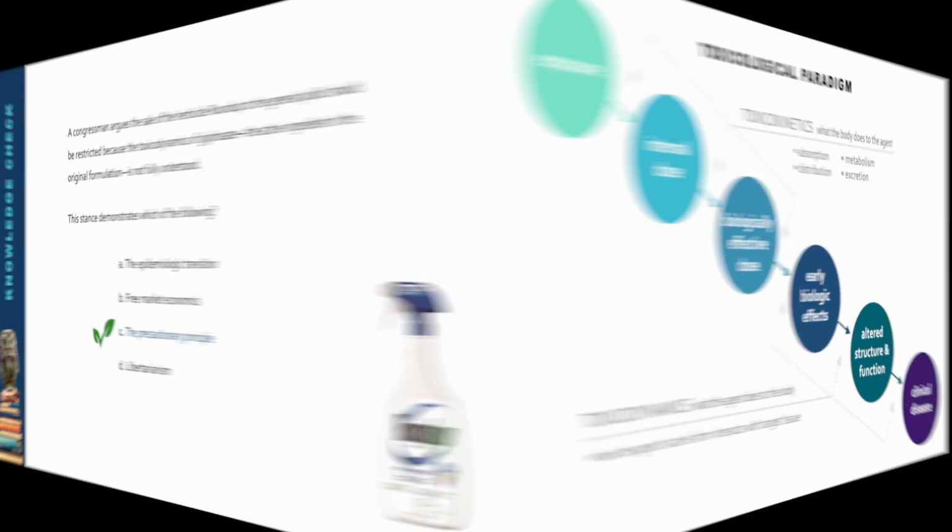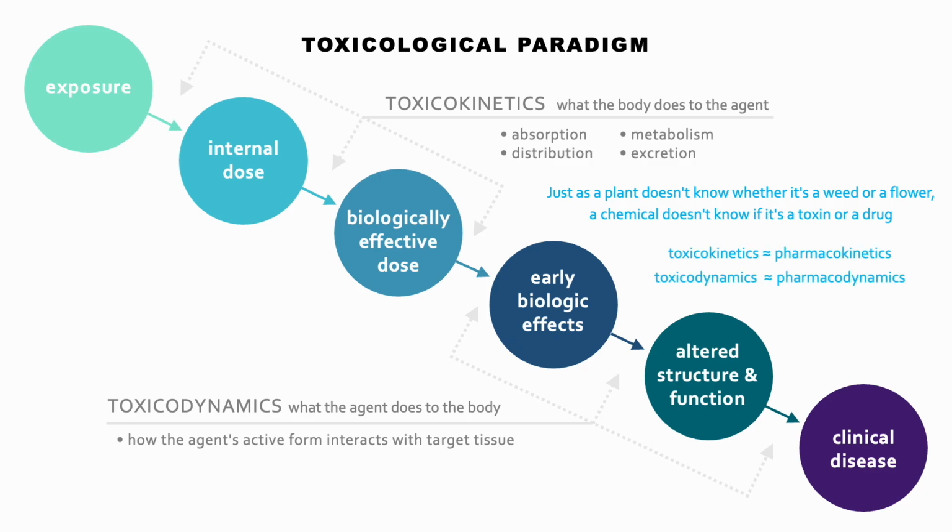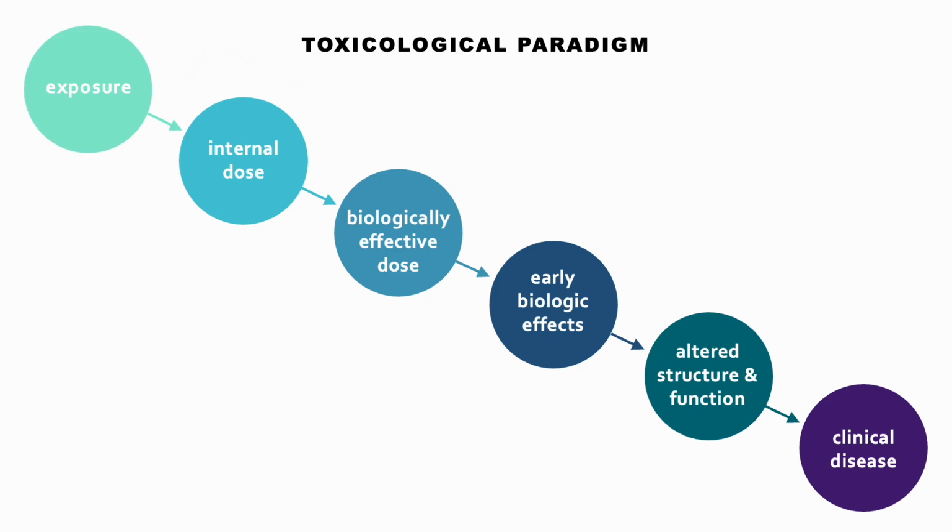Another way to think about the toxicological paradigm is that the first three steps relate to toxicokinetics and the last three relate to toxicodynamics. Toxicokinetics is what the body does to the agent, whereas toxicodynamics is what the agent does to the body, or how the agent's active form interacts with the target tissue. In pharmacology, we have pharmacokinetics, which is very similar, and can also be thought of as how the drug moves through the body. What's the difference between internal dose and biologically effective dose?